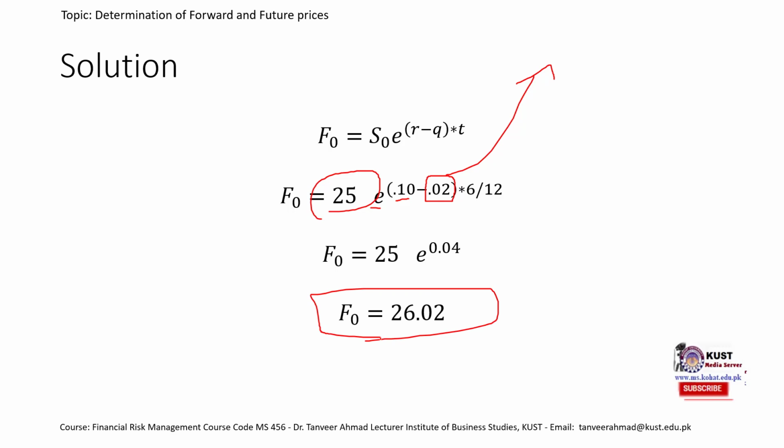So the forward intrinsic price would be 26.02. So we have covered the case of investment assets, and in the next video we are going to consider the consumption asset and some other discussion within this chapter.